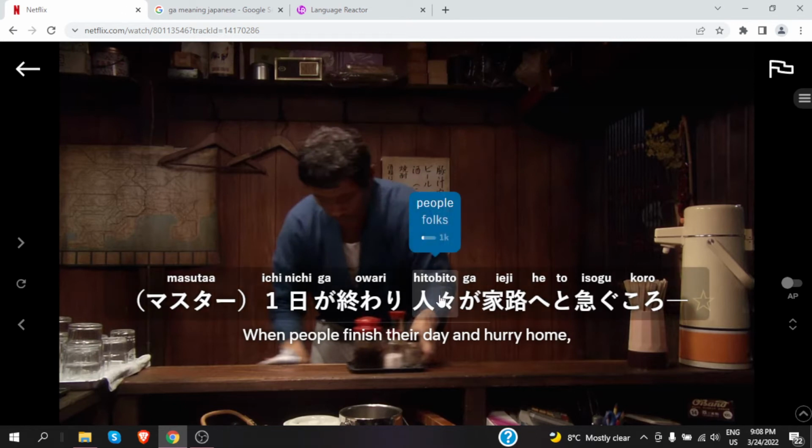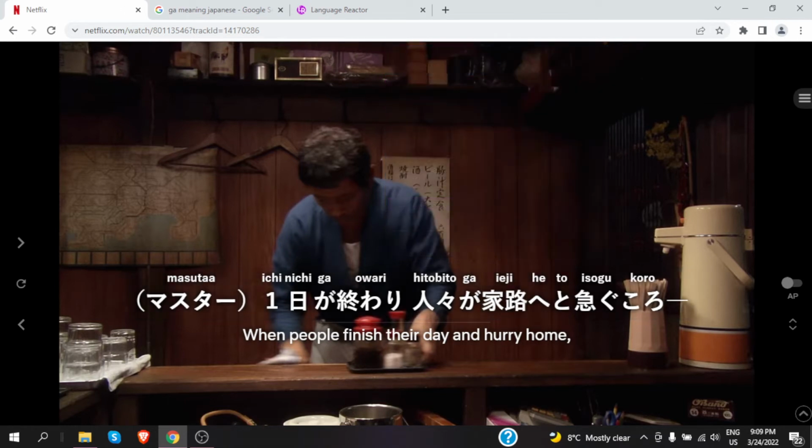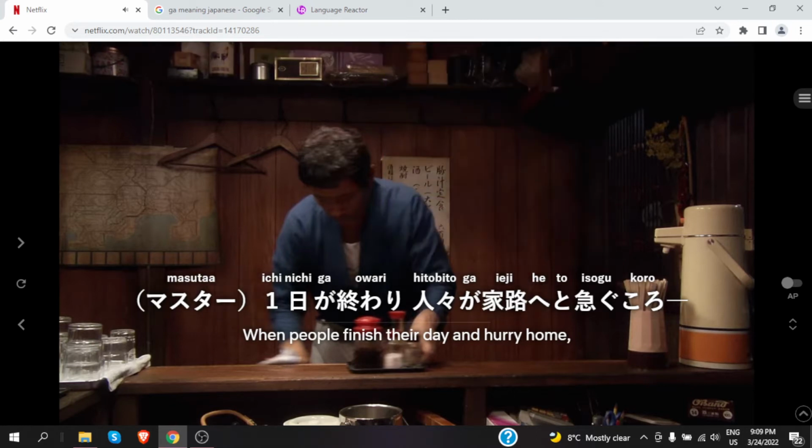Hitobito, folks, ga, okay, so where it's kind of emphasis to this noun. Ieji, homeward. 家路 Ieji, the road home. Okay, so I'm going to visualize in my mind going home, homeward bound. I'm going in the direction of home, okay? Ieji. I'm imagining people after work, Japanese salarymen, people on the subway. Everyone's tired and miserable and we can't wait to get home, yeah? Ieji, that image.